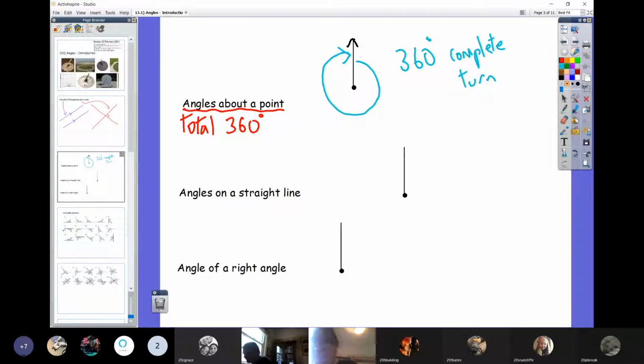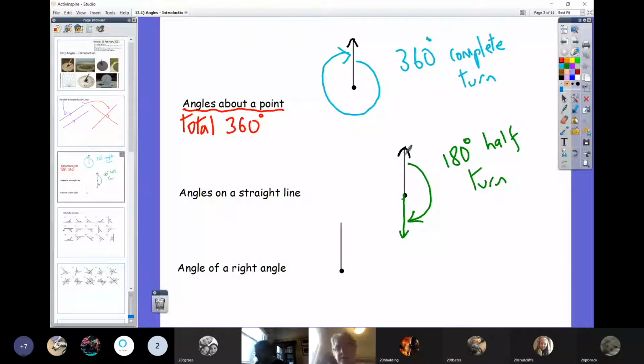Now imagine we do a half turn. Okay, so we've got a clock pointing upwards and we turn round until it is pointing downwards. Okay, that has been a half turn. Now it's halfway round, so it's going to be half of 360 degrees. So 180 degrees is a half turn. Now what do you notice about that black hand and that green hand? That forms a straight line. So another way of looking at this is we say angles on a straight line. Angles on a straight line total 180 degrees.